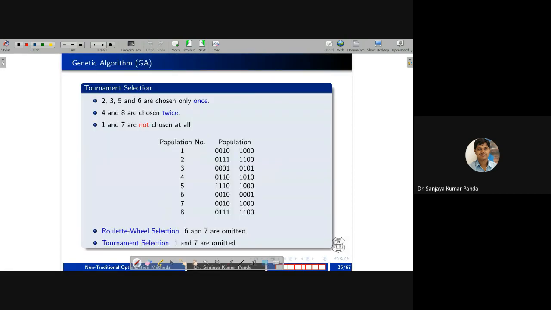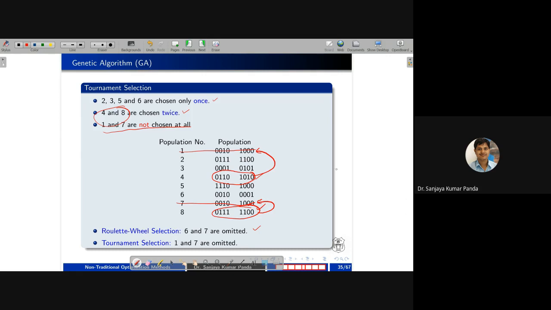Like that, here you can see, if you go for roulette wheel selection, we have omitted 6 and 7. But if you go for tournament selection, we notice that 1 and 7 are not chosen at all. However, 4 and 8 won 2 matches. 2, 3, 5, 6 won 1 match each, right? That's why we have discarded 1 and 7 and we have made a duplicate copy of 4 and 8. I'll take another copy of 4 and place it here, and another copy of 8 and place it here.